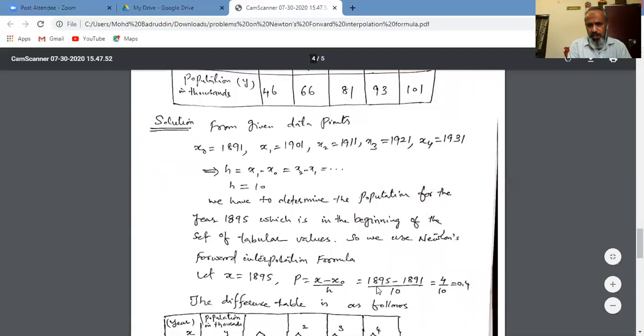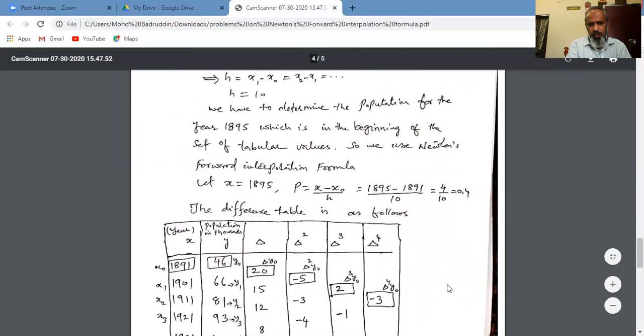So what is x? 1895 minus 1891, divided by the h value, which is 10. What is this? This is x naught. X naught is 1891. 1895 minus 1891 is 4, and 4 by 10 is equal to 0.4. So again we are getting p equal to 0.4.